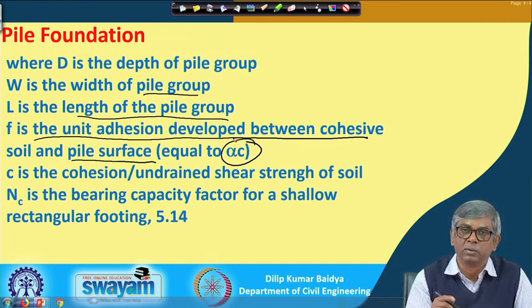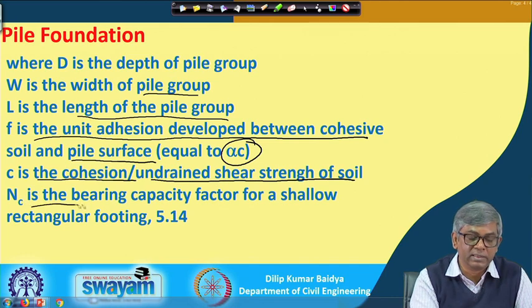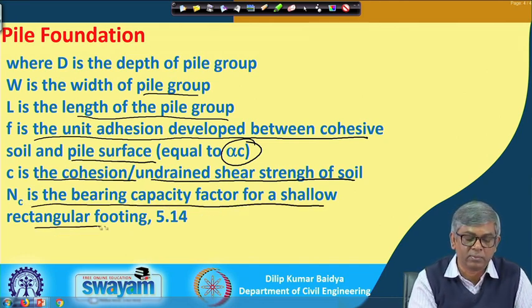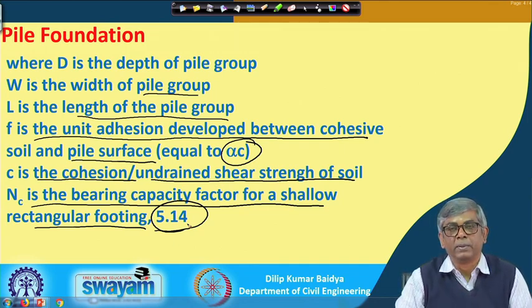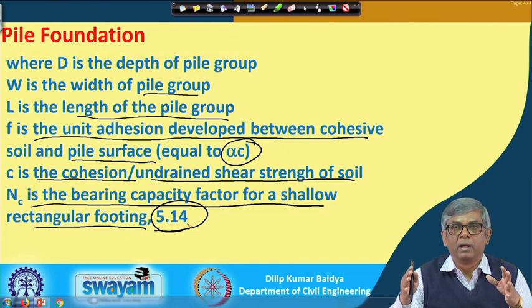Same thing when it is a block also, it should be alpha times C, and C is the cohesion or undrained shear strength of the soil. N C is the bearing capacity factor for a shallow rectangular footing. While calculating the capacity of the single pile, we mentioned that since it is a deep foundation, N C will be increased. N C in regular shallow foundation is 5.14, but for single pile we have used 9.